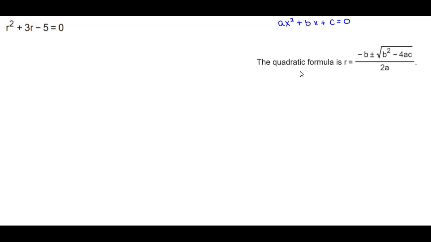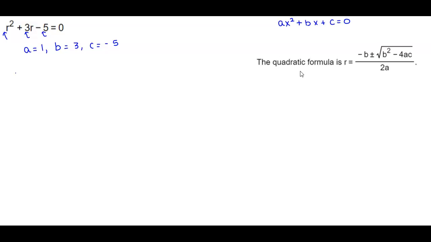Okay, so now we need to identify what is A, what is B, and what is C. So in this problem, we know that A is equal to 1, we know that B is equal to positive 3, and we know that C is equal to negative 5. Okay, and now we're going to use the quadratic formula.